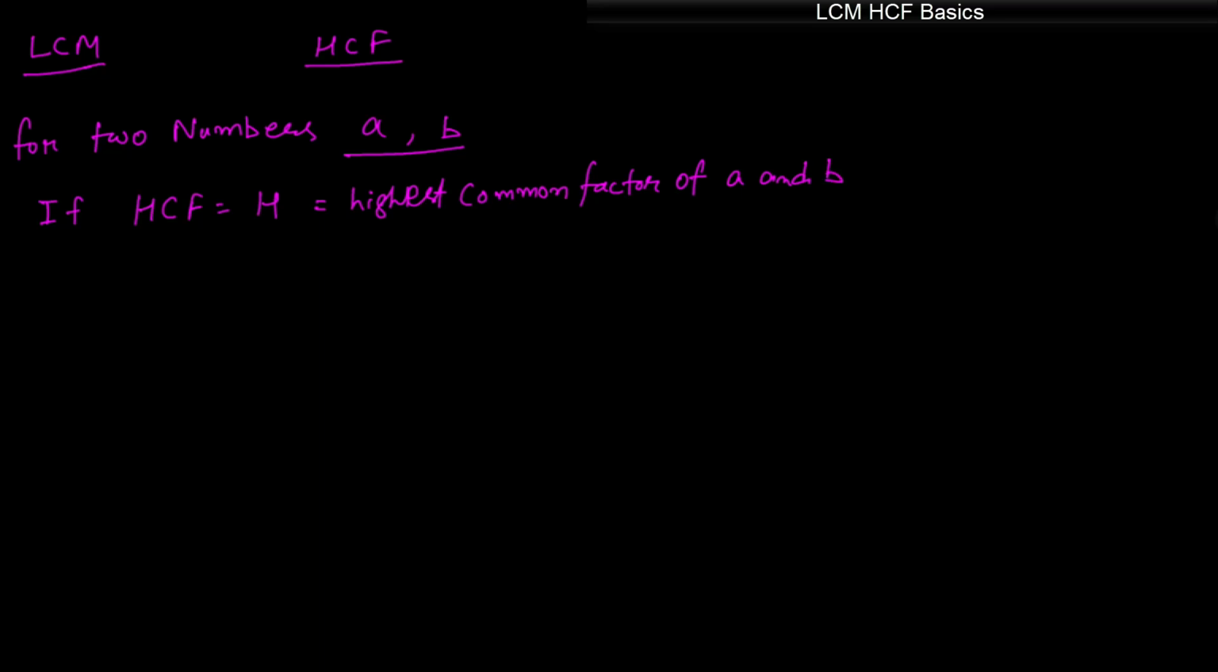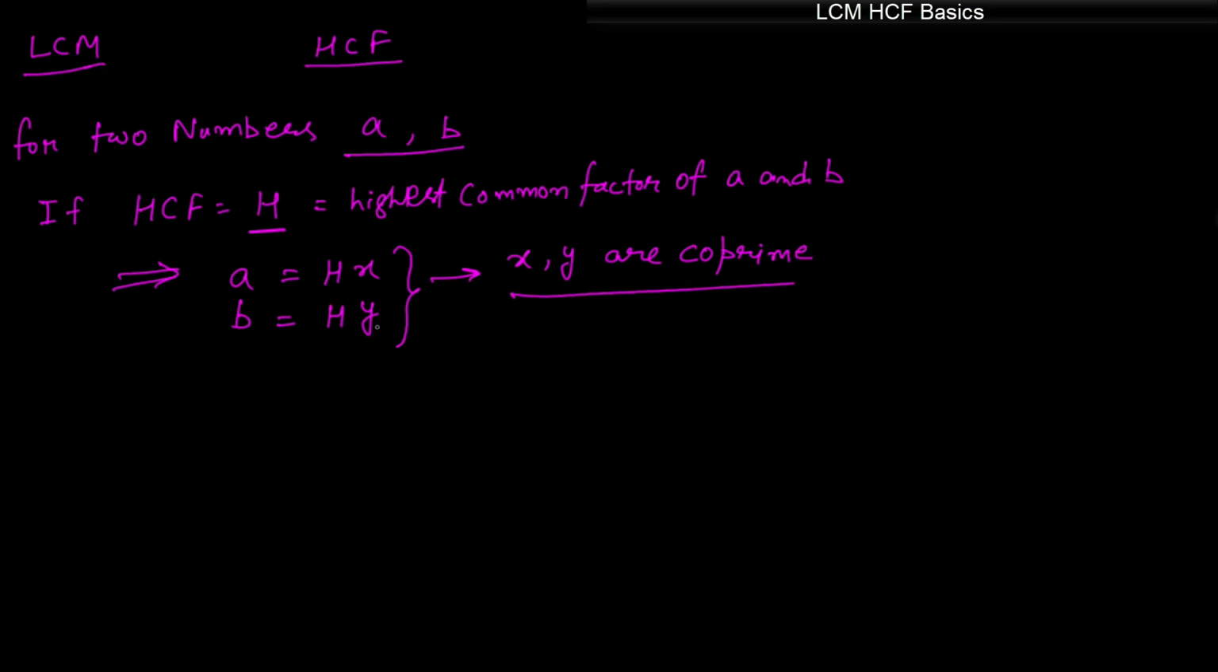I repeat, if I give you the information that H is the HCF of A and B, that means it is the highest common factor of A and B. This means that the numbers A and B can be written as multiples of H. So Hx and Hy. We can represent A and B as Hx and Hy. And the most important part is that here x and y are co-prime. They don't have any common factor. Why? Because whatever is common between A and B is H only. So for the remaining portions, x and y should have nothing common. Keep this in mind. No common factor for x and y.